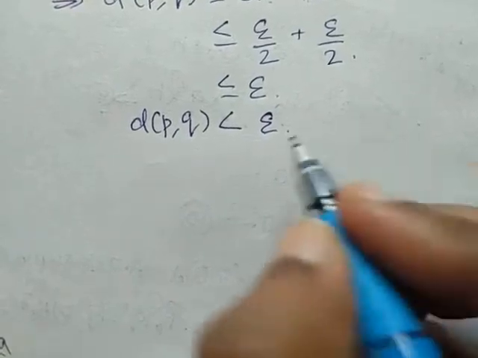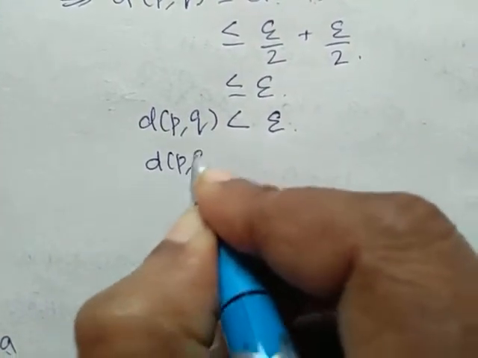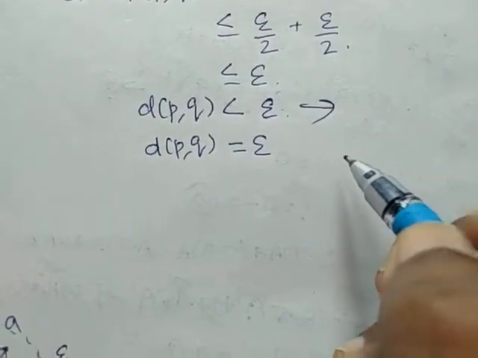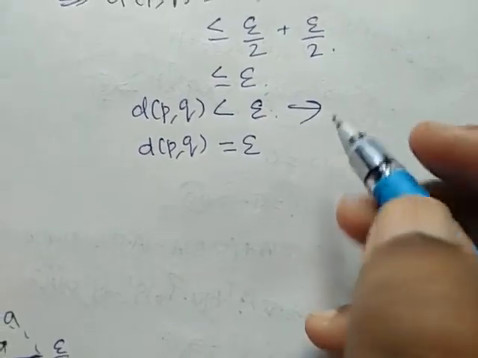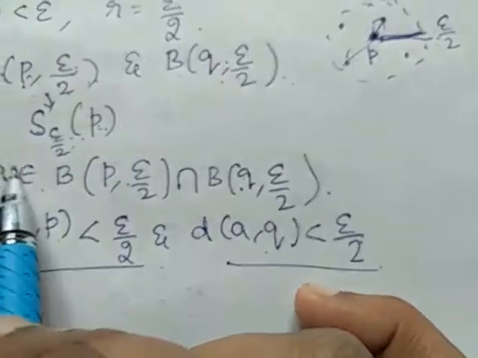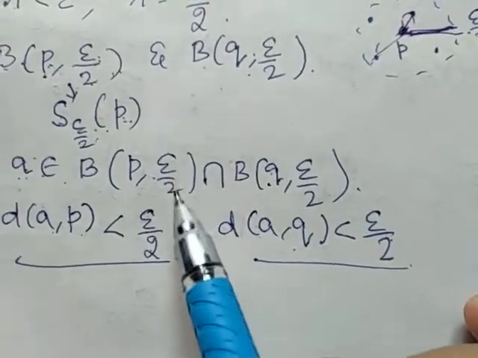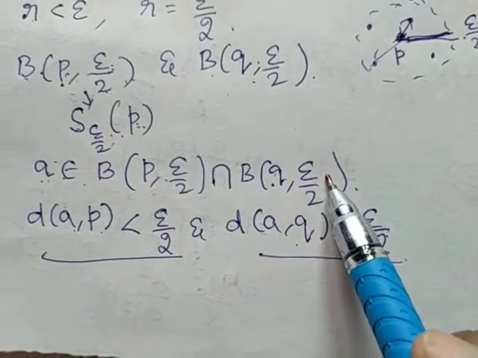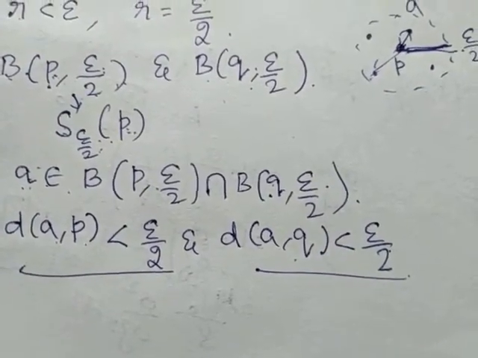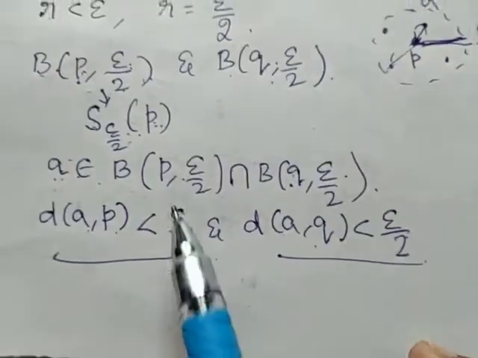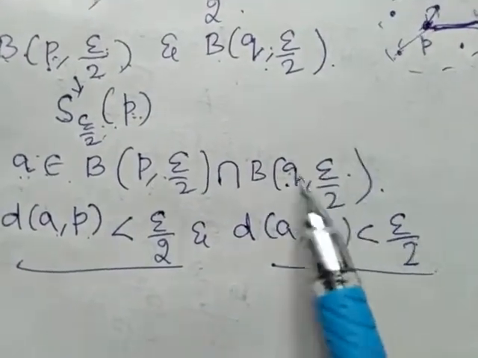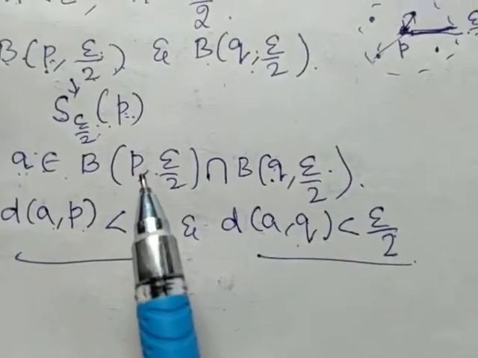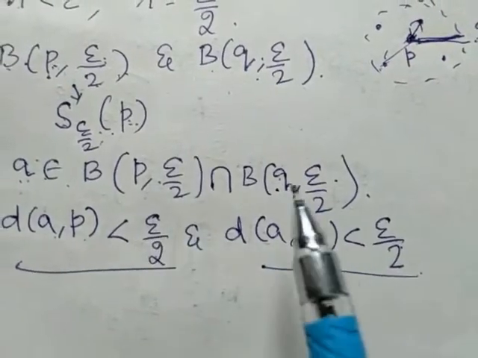But what did we assume? We have assumed that the distance between P and Q is equal to epsilon. So this is a contradiction to our assumption. Therefore, our assumption that A belongs to B(P, epsilon by 2) intersection B(Q, epsilon by 2) is wrong. Therefore, there should not exist any points common between these two open balls. It means the intersection of these two open balls is a null set.